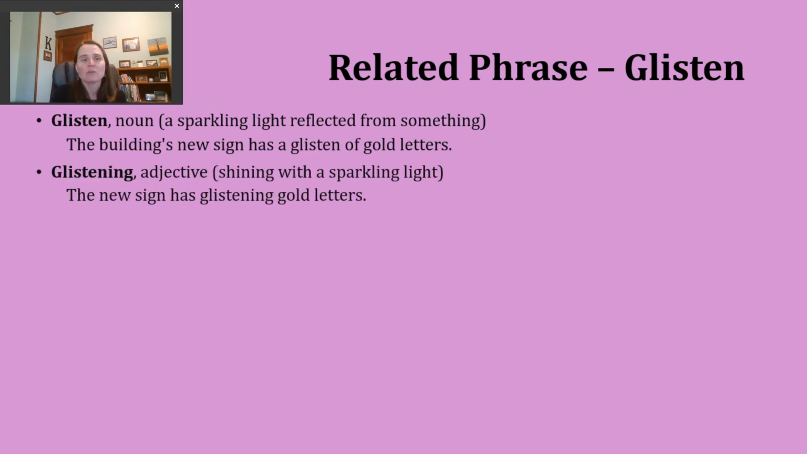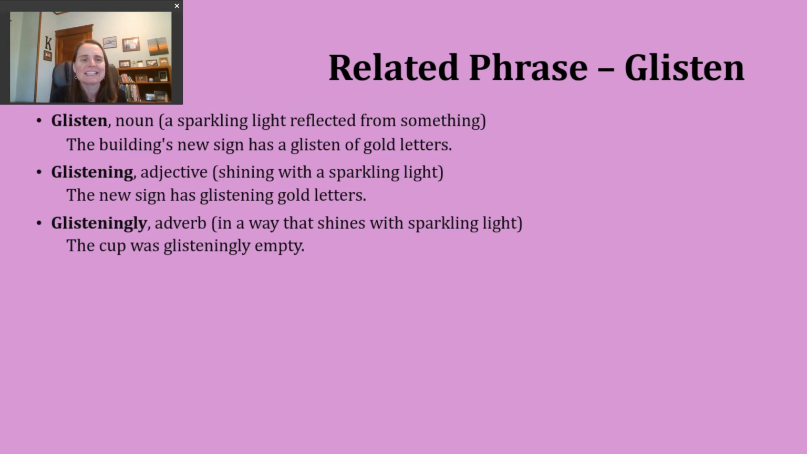Now, another related word would be the adjective form here. So our adjective is glistening. It looks like our ing or progressive form of the verb. Again, same spelling, same pronunciation. When we use this word as an adjective, we're describing something that is shining with a sparkling light. So I took my first sentence and just kind of reworded it to have an adjective form here. So the new sign has glistening gold letters. So here, again, we're describing the letters. That's our noun.